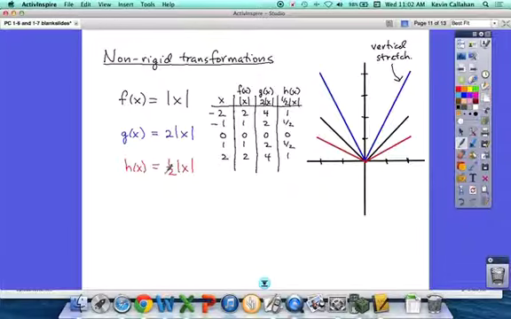When you multiply by a number which is less than 1, that's going to make the graph go up slower. That's a vertical shrink, right? The graph here, vertical shrink. And that's called a non-rigid transformation because it did change the shape of the graph, right? The V had this shape. Now it's got this shape. It's a little bit tighter, right? And this one's a little bit wider.